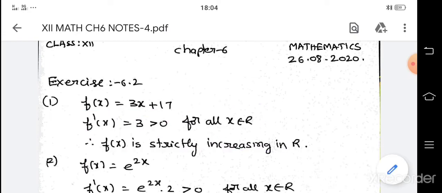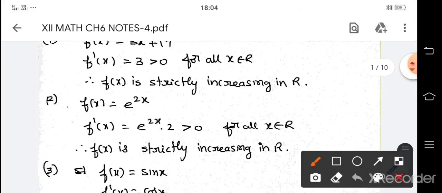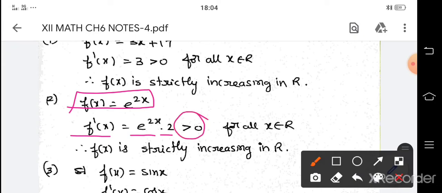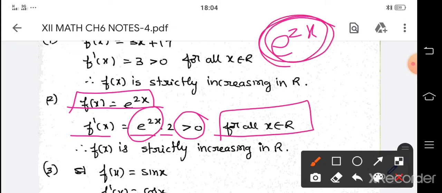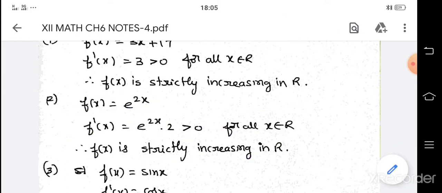Similarly, the second question is f of x equal to e power 2x. Then what is f dash of x? It is e power 2x into 2, which is greater than 0 for all x belonging to R, because the exponential function is always greater than 0, multiplied by 2 is greater than 0. Whatever x you substitute, e power 2x will be greater than 0 only. Remember, e is about 2.73, so any power of a positive number is positive only. So f of x is strictly increasing in R. That is the second question.